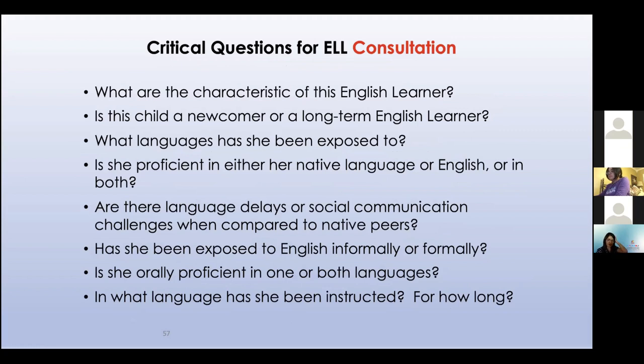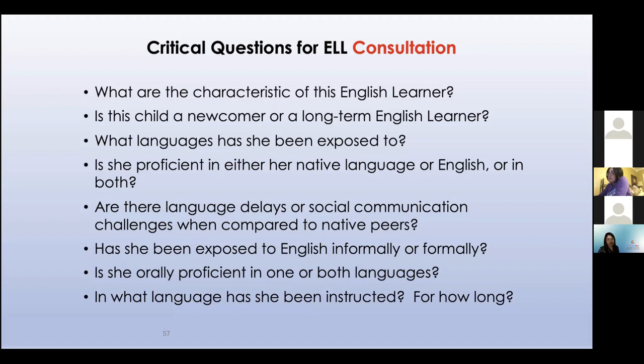Okay, so then we kind of look at the classroom and say, somebody comes and says, I want you to evaluate an ELL, or, what is it that I do? I'm in private practice, or, how am I going to start the process of evaluating somebody? So I asked a few questions, I wrote them down. What are the characteristics of English learners? Is the child a newcomer, a long-term English learner? I gave you a list at the beginning, all kinds of different bilinguals, right?